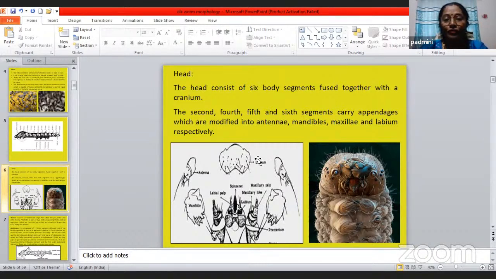The 2nd, 4th, 5th, and 6th segments carry appendages, which are modified. The first of these is the antennae. Antennae are sensory in nature, tactile in nature. Then you have the mandible on either side. Whatever I'm talking about, they are in pairs. So you have a pair of antennae on either side. This is one antenna over here, and this is one antenna over there. These are not the eyes that you're thinking about, but they are the antennae, which are sensory in nature.